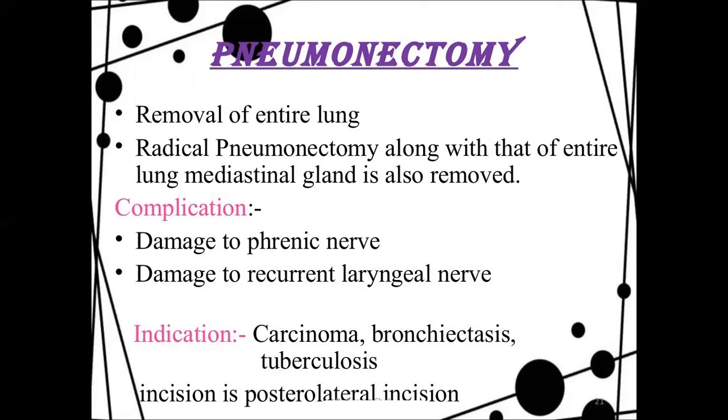Pneumonectomy is removal of the entire lung. In radical pneumonectomy, along with the entire lung, the mediastinal glands are also removed. Complications: damage to the phrenic nerve, damage to the recurrent laryngeal nerve. Indications: carcinoma, bronchiectasis, tuberculosis. The incision is posterolateral.